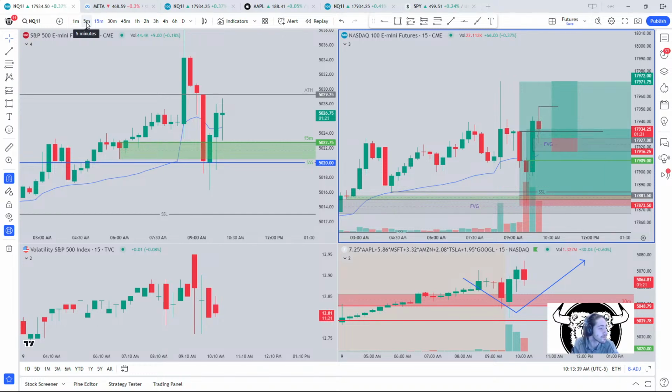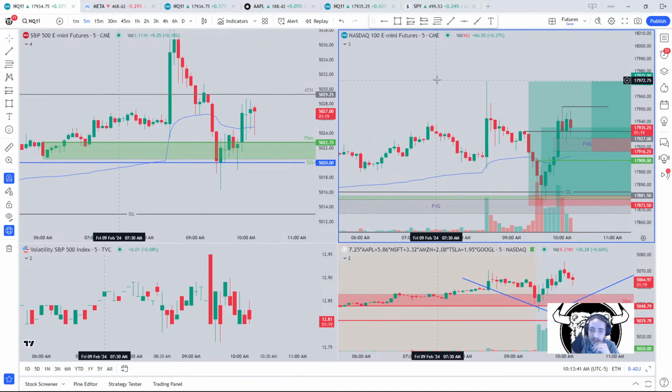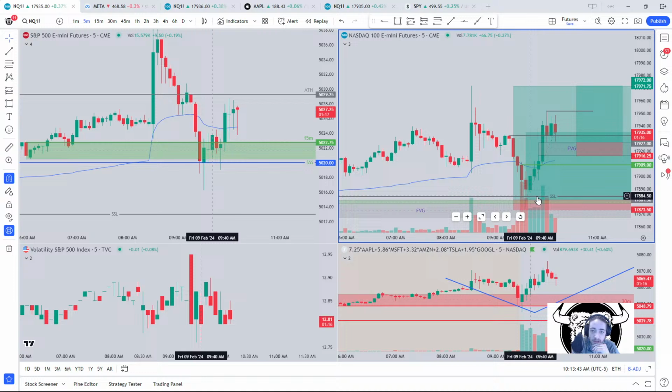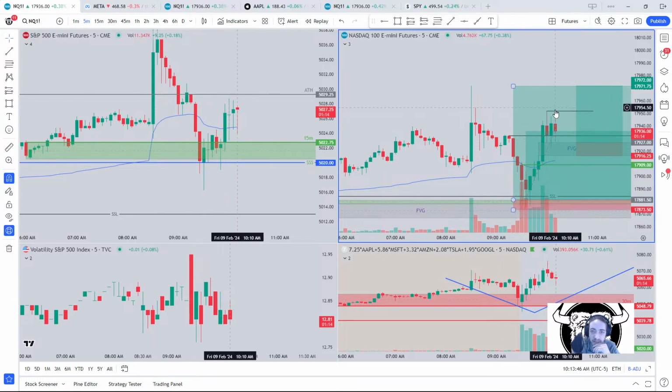23 minutes left in the 5 minute. Not rushing into anything, not rushing out of anything. We are in the long positions from down here. Scaled out of a contract right here. Still in two NQ long positions from down here.